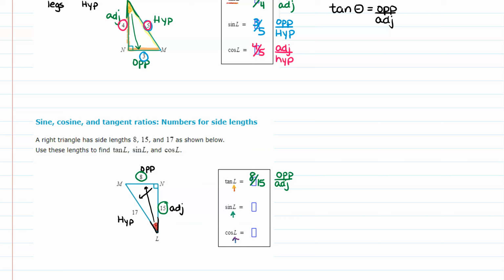Okay, now let's do sine of L. So sine is opposite over hypotenuse. So from L, opposite is 8, and the hypotenuse is 17. So the sine of L is 8 over 17. Okay, cosine of L. So cosine is defined as adjacent over hypotenuse. So adjacent is 15 and hypotenuse is 17. So cosine of L, which again is just a definition of the ratio of sides in a triangle where the top number is the adjacent side and the bottom number is the hypotenuse side.